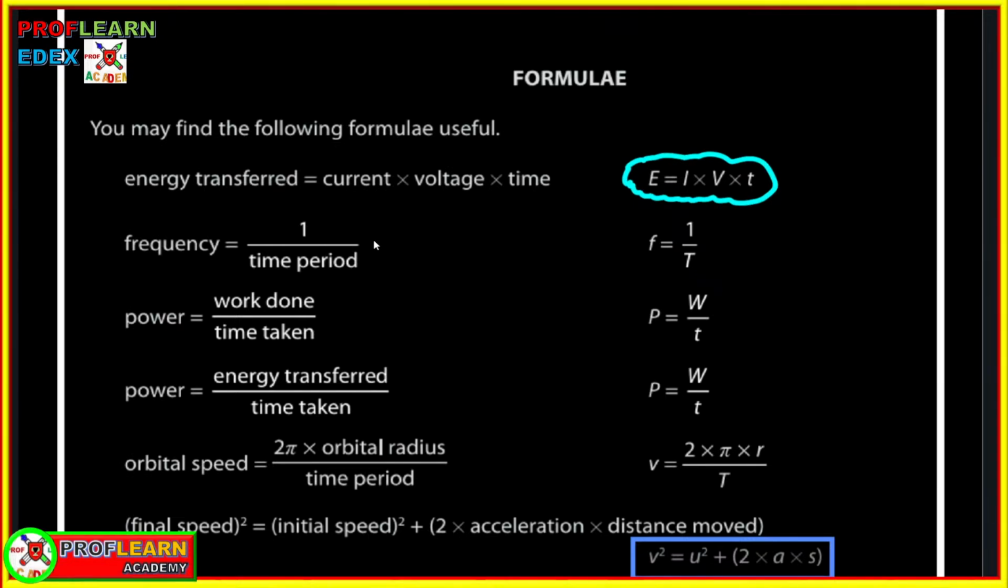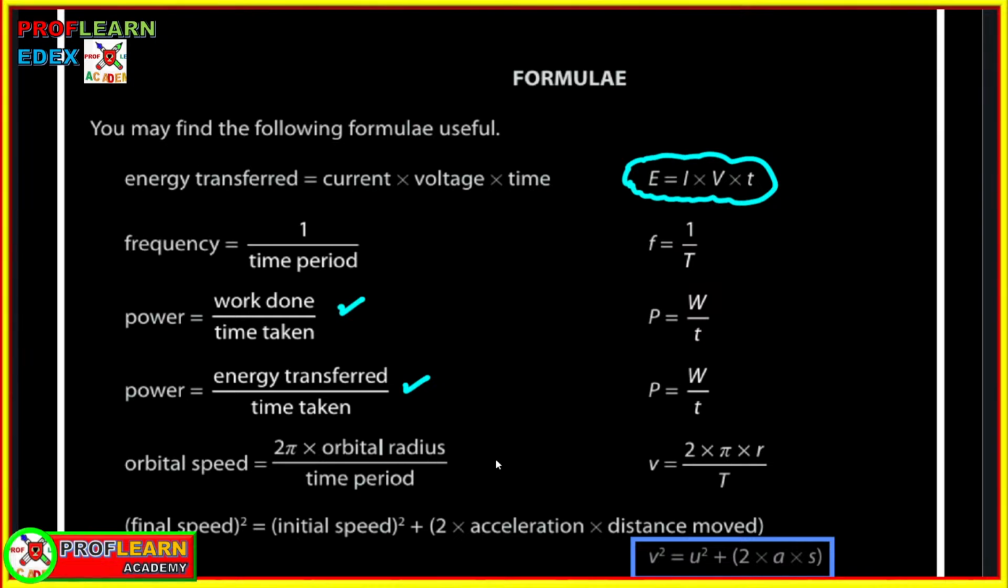Under waves we talked about the relationship between frequency and time period. Work done, remember, power is the rate of doing work. So if the machine is powerful, it will take a short period of time to do a given amount of work. We can also talk about power as energy transfer, the rate of transferring energy. You can use this formula. So anytime you're given a question, you need to know how to use these kinds of formulas.